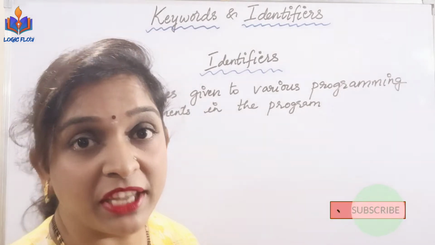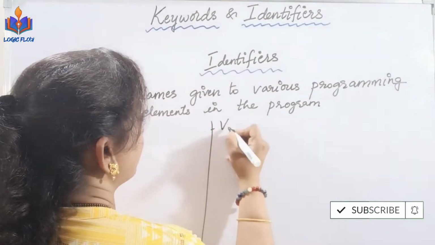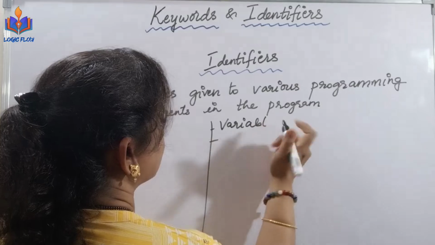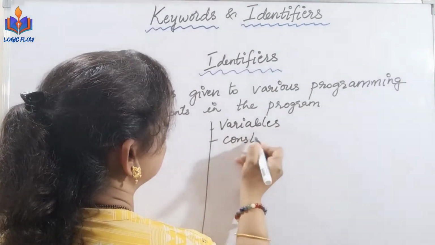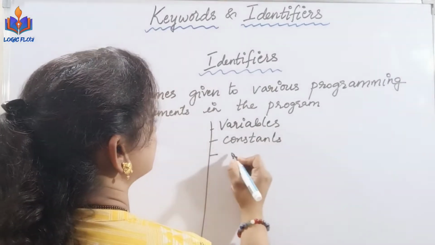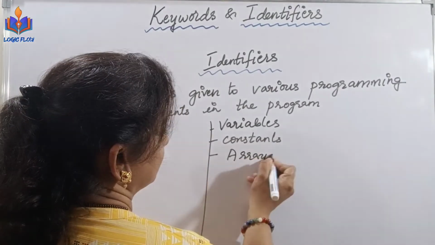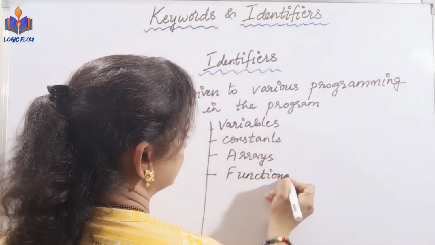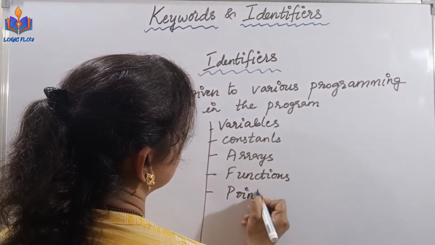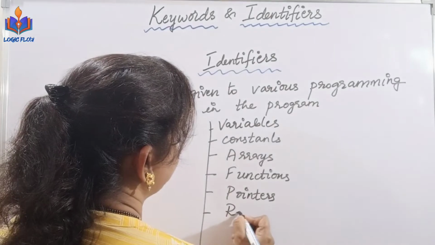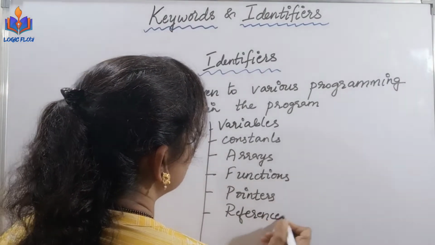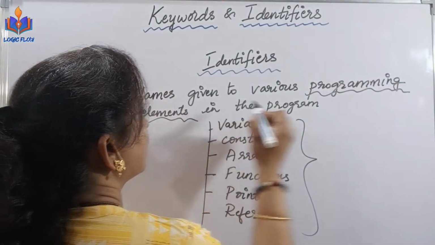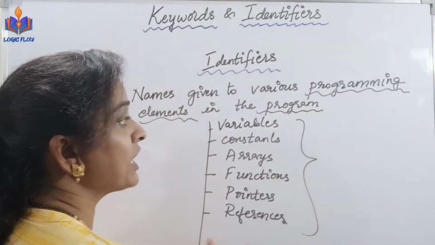So we have many programming elements. We have variables, constants, then arrays, then we have functions, pointers, references. So all these are programming elements that we use in the program. So we need to identify these programming elements.